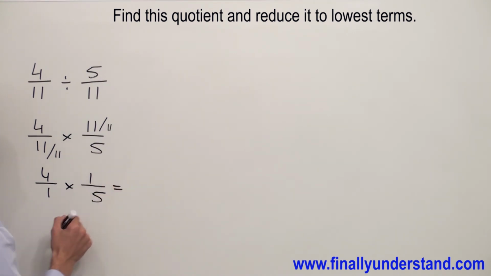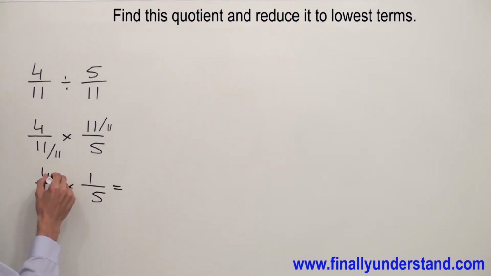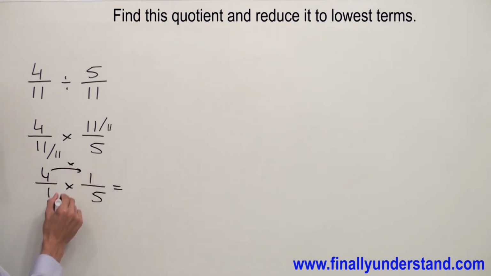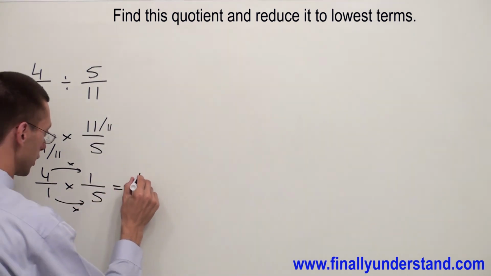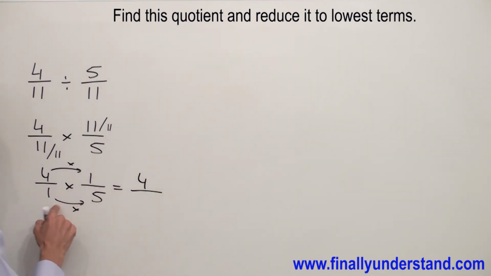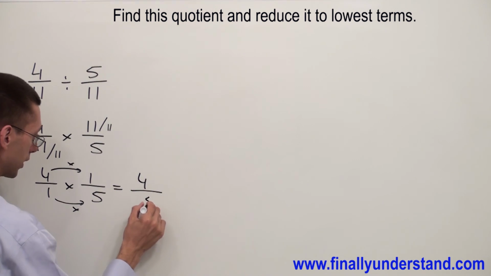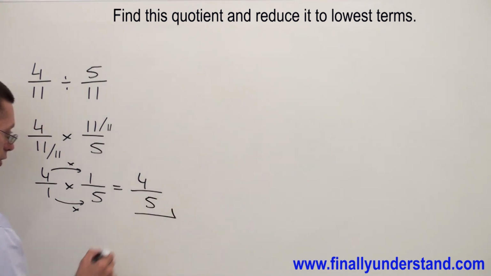5. Now I can multiply. Remember, anytime you multiply fractions, you have to multiply numerator by numerator and denominator by denominator. 4 times 1 is 4, and 1 times 5 is 5. This is the solution to my problem.